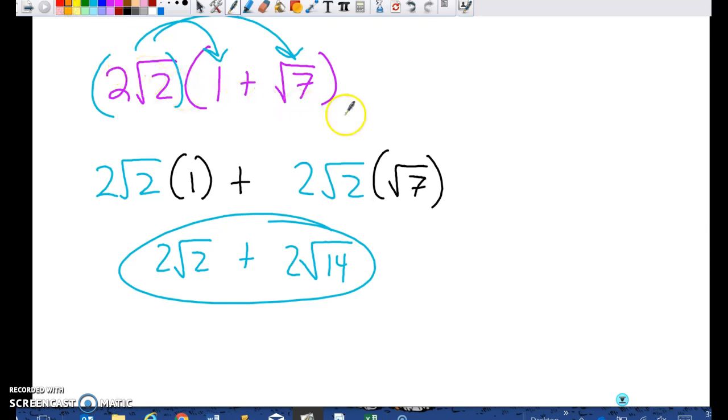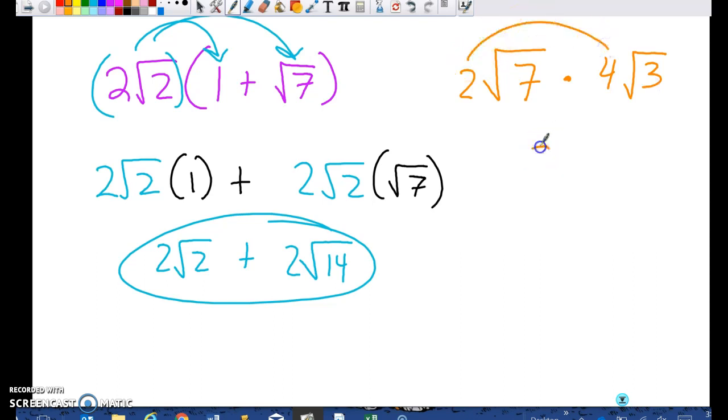If I multiply two things with the same index, and actually it doesn't even have to be the same radicand, times 4 times the square root of 3, we multiply the things on the outside, I get 8, square root of 21 on the inside. All right, that's just a summary of all the things we've learned so far.